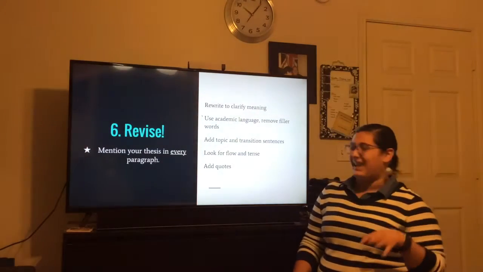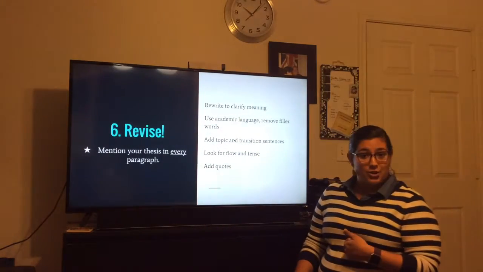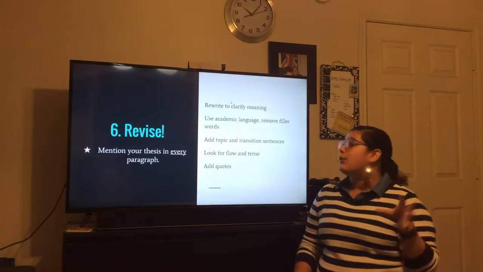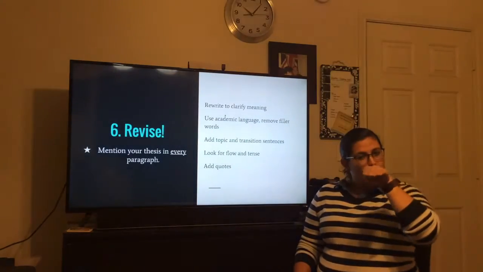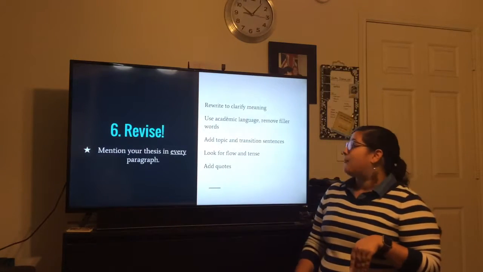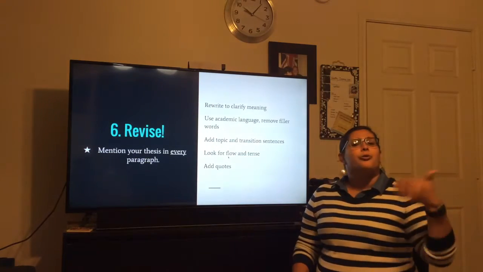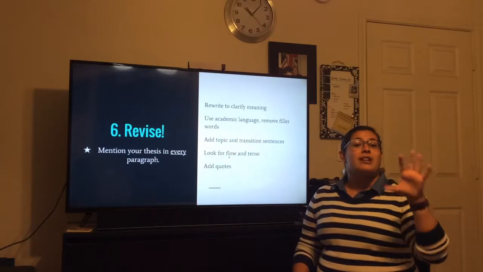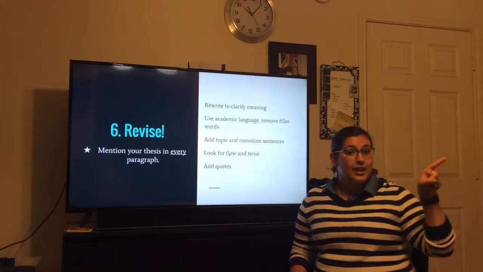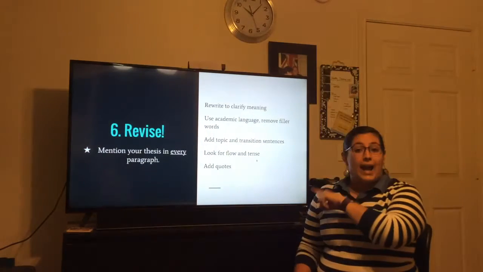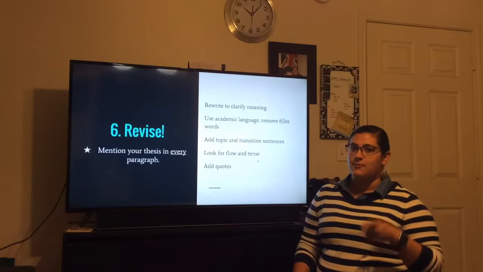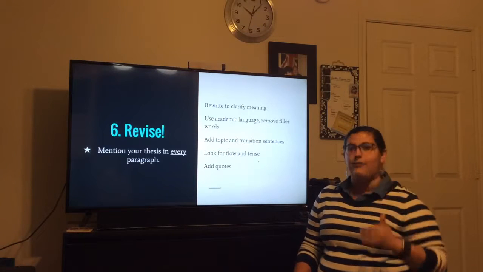Then, after you've done that, you can add topic and transition sentences, which are very important. You can rewrite sentences to clarify meaning. You can go back and fill in those blanks that you left when we were on step four. Look for flow and tense. So if you're writing a historical essay and you're talking about things that Fidel Castro did, you should make sure that every time you use an adverb or an adjective about what Castro did, it's past tense. So look for tense every single time.